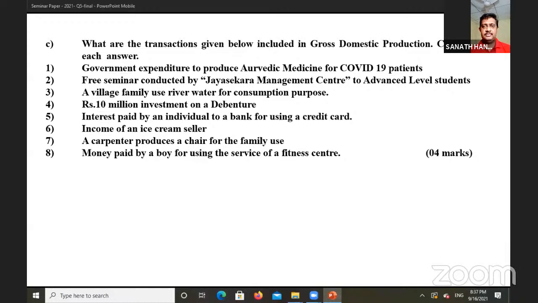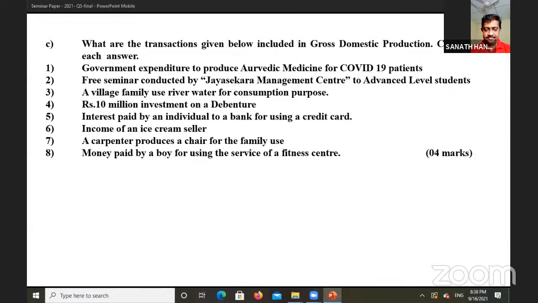When a businessman borrow money for the business and pay interest, that is in GDP. If you borrow money to build up a house, you pay interest, that is in GDP. But if you borrow money for consumption purpose and you pay interest, that's not in GDP. Right? Write down.